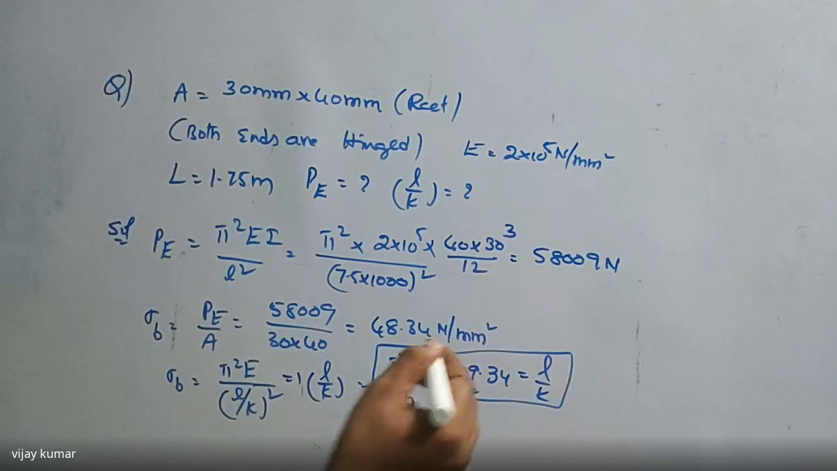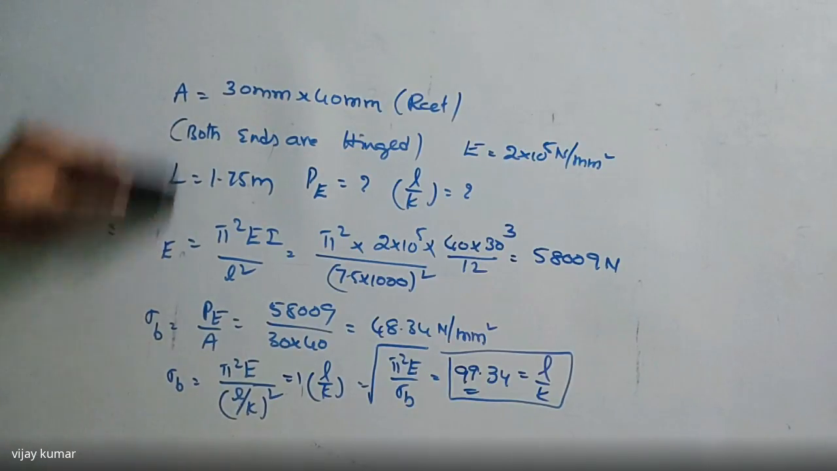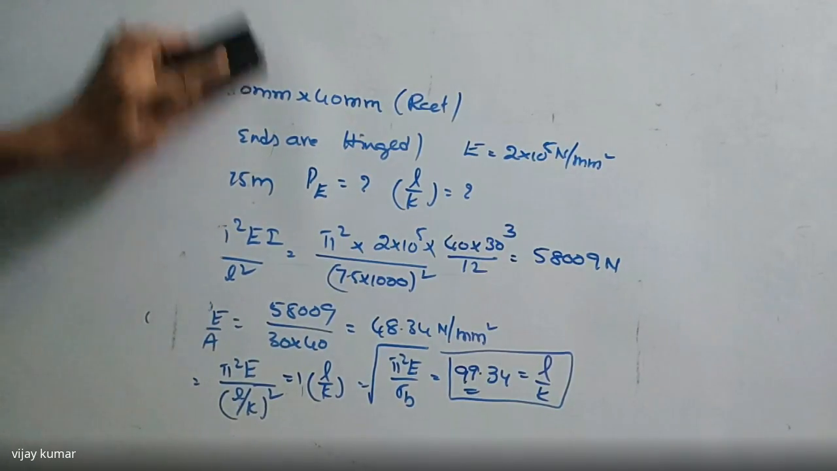This is also named as the limitation of Euler's theorem of column. Did you get my point or not? Right. So this is the way of applying the Euler's formula to calculate any value. Did you get my point or not?